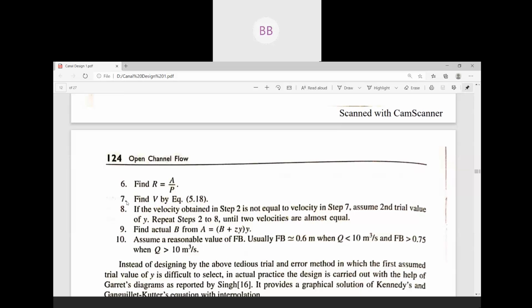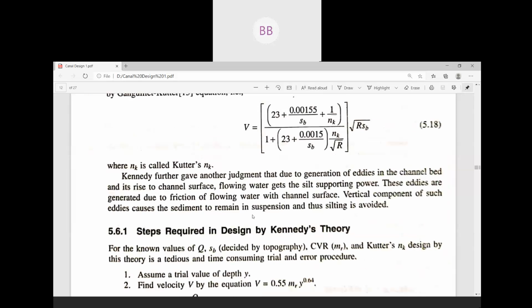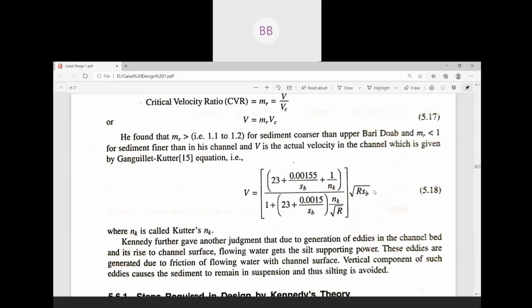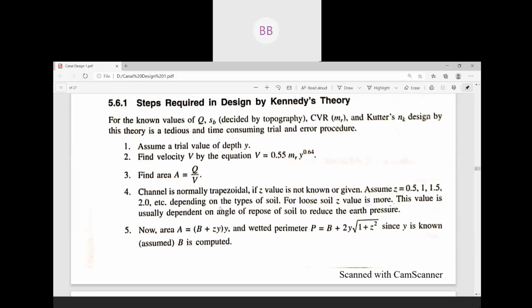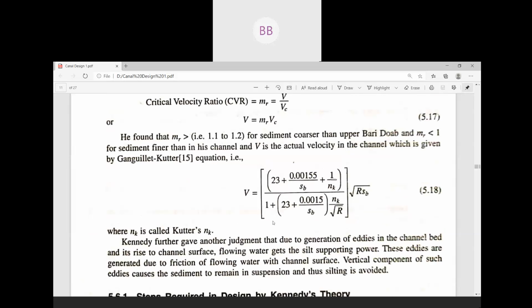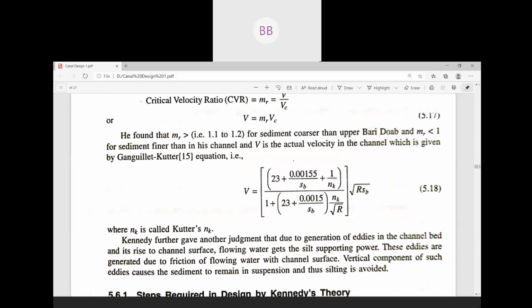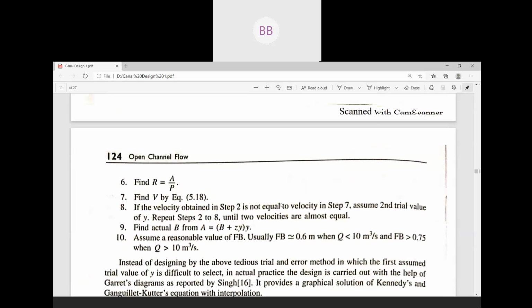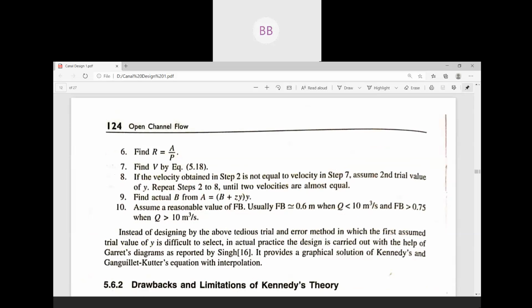Then in the seventh step, we are going to find out the velocity by using equation 5.18. Using this equation, we are going to find out velocity again. In step number 2 we have already calculated velocity, and in step number 7 again we are calculating velocity. Next is step number 8.